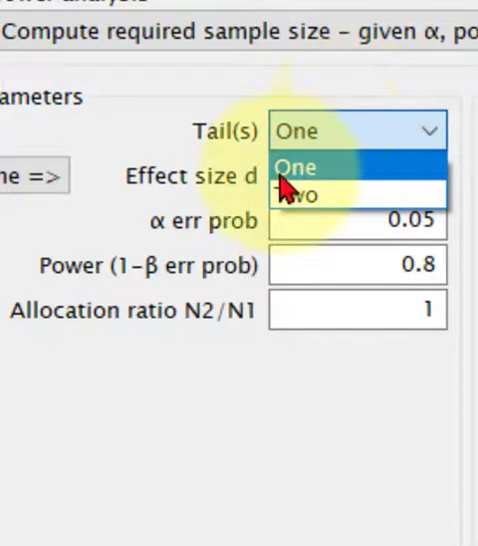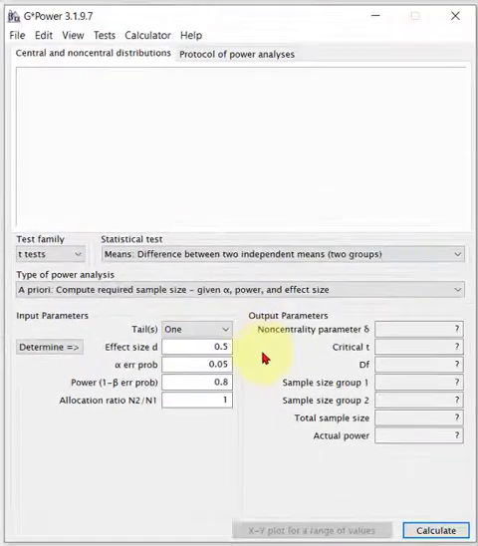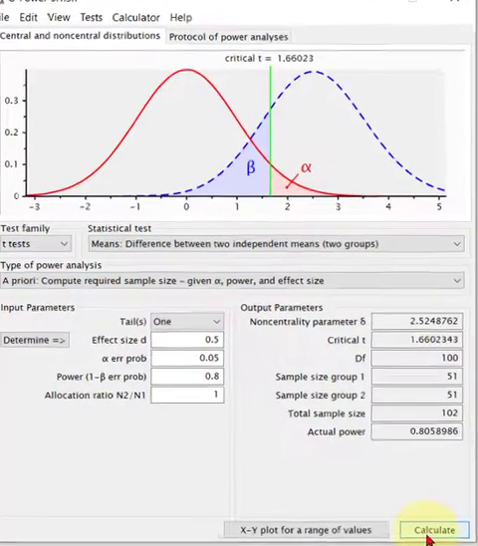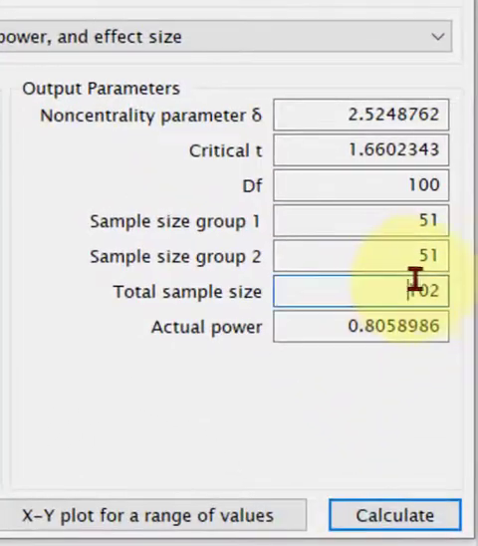For a one-tailed test, for the original question, do men make more money than women on an annual basis? We would leave that at 1. We would calculate, and your minimum sample size is over here. It's 102. Okay, I know that one by heart. That's the most used test that we use here, the independent t-test.